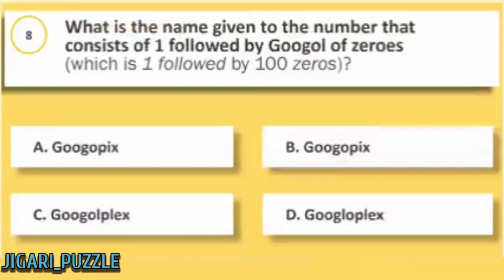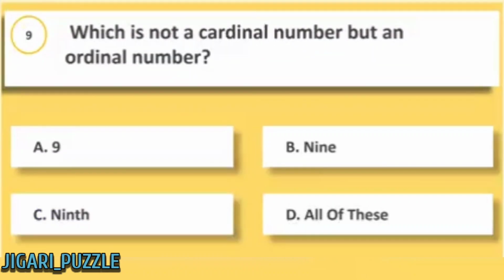What is the name given to the number that consists of 1 followed by 100 zeros, 10 to the power 100? Googolplex. Which is not a cardinal number but an ordinal number? Ninth.